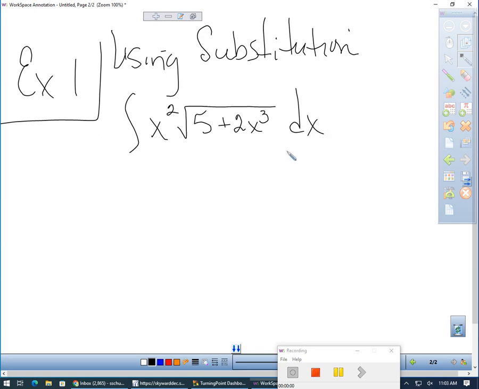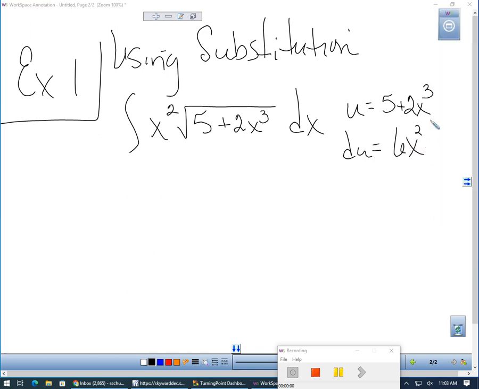There's a lot going on in there, isn't there? So the first thing I want to do is do a u substitution. We want to take the most inside thing, right? Same thing we did with derivatives. So our u would be 5 plus 2x to the third. Our du, good, is 6x squared dx.